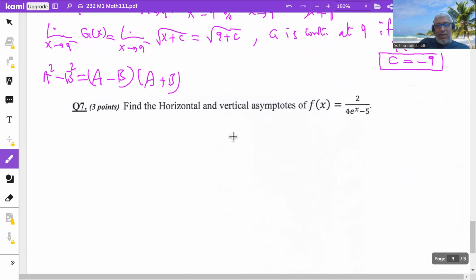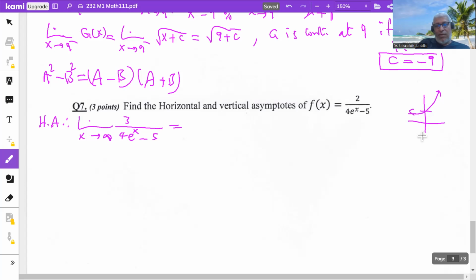Find the horizontal and vertical asymptotes. We mentioned to find the horizontal asymptotes, we find the limit of the function when x approaches infinity and negative infinity. Let us start by finding the limit when x approaches infinity. Well, if I replace x by infinity, you should know the graph of e to the x. So this is y equals e to the x. From this graph, when x approaches infinity, the graph goes up. So e to the power infinity is infinity.